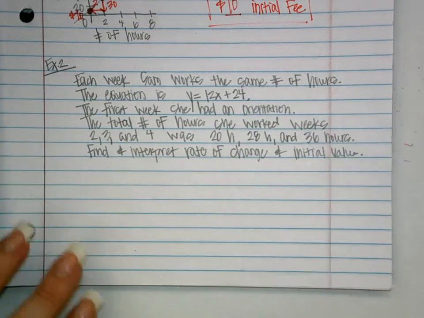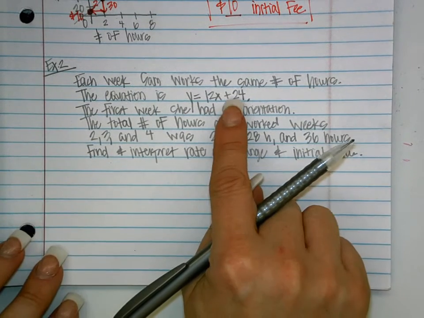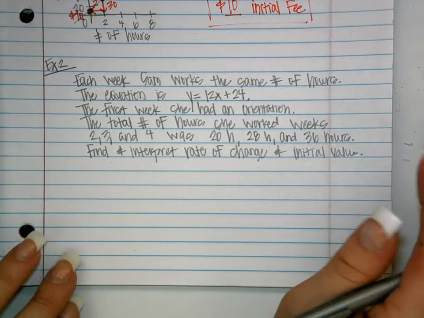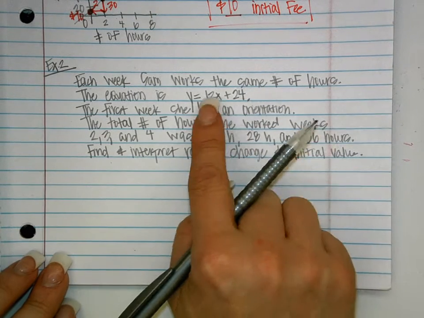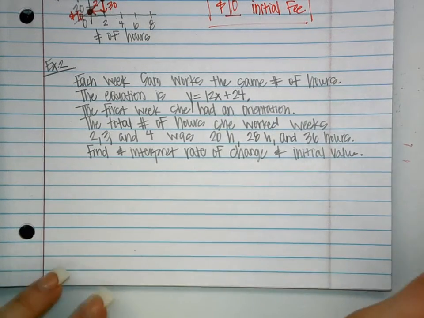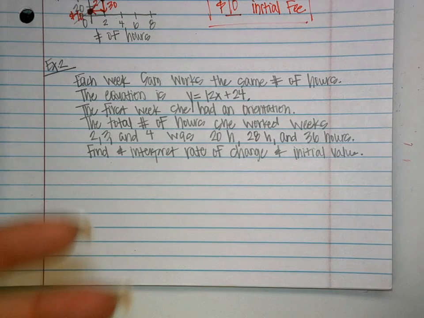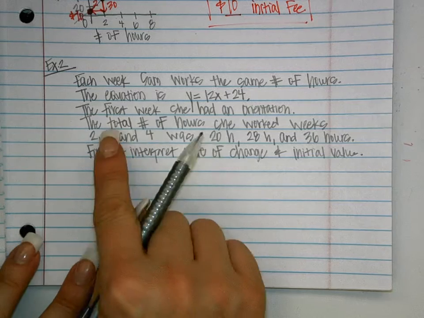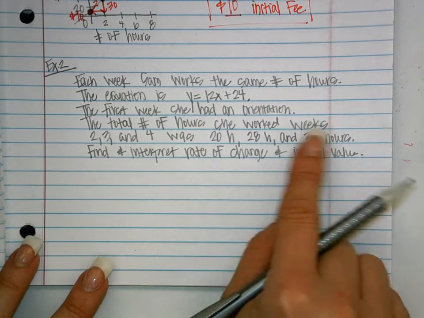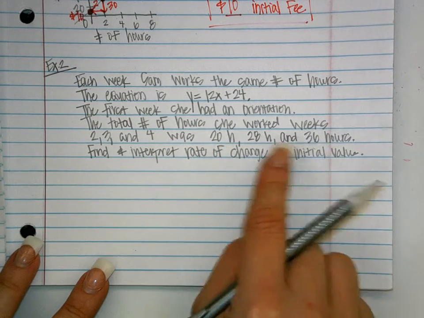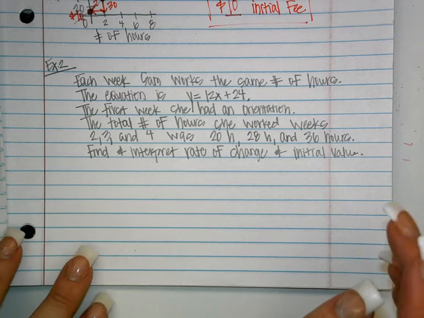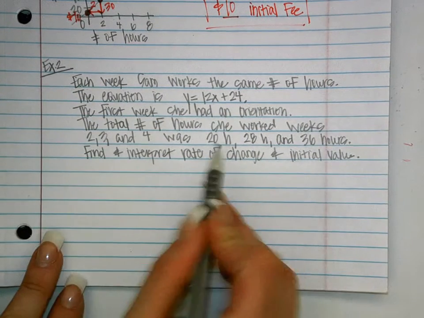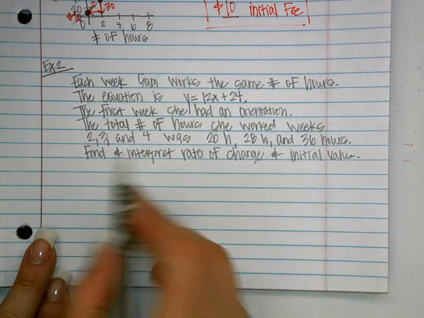So what they're doing here is basically telling you this is the line, and we're not giving you the line here. This would be the equation of the line for how much she's worked completely total. The total number of hours she's worked in weeks 2, 3, and 4 was 20, 28, and then 36. So what we want to figure out here is basically we want to make points out of these.